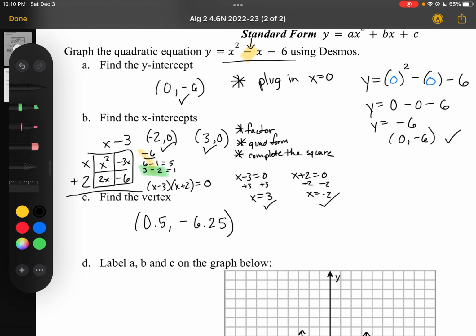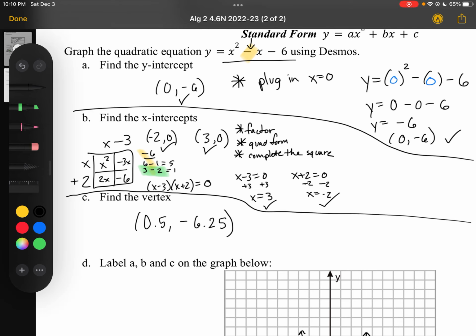So our last method, for the vertex, has two options. We can once again complete the square, or we can take yesterday's skill and use our formula.